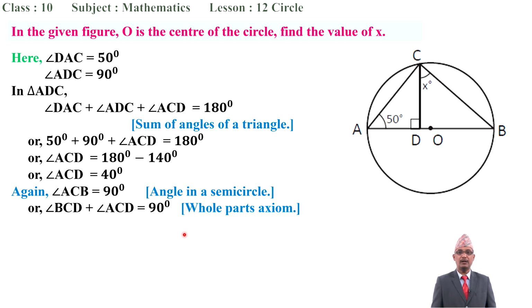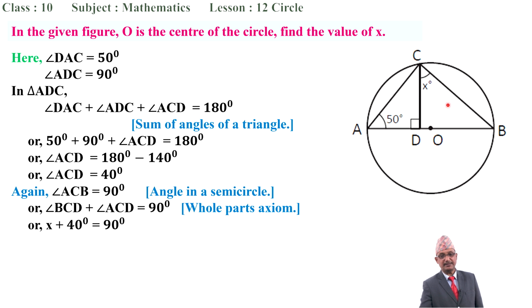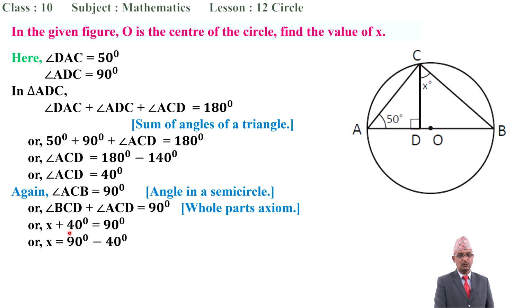In geometry, when two or more than two parts are added and we get the single whole, then it is called whole parts axiom. Now put the value of angle ACD and BCD. So BCD is x, whereas ACD is 40 degree. And when I send this 40 degree to the right hand side, it becomes minus 40 degree. So x equals 50 degree. In this way, we can find the value of x.